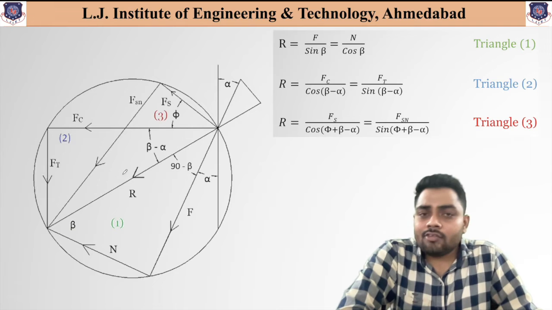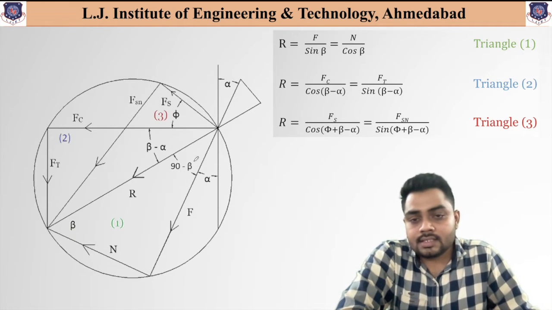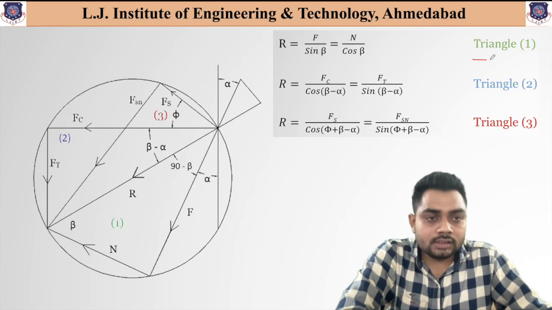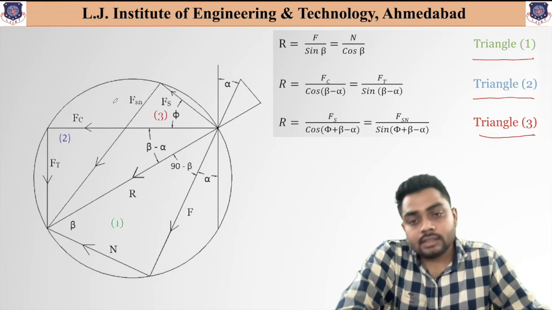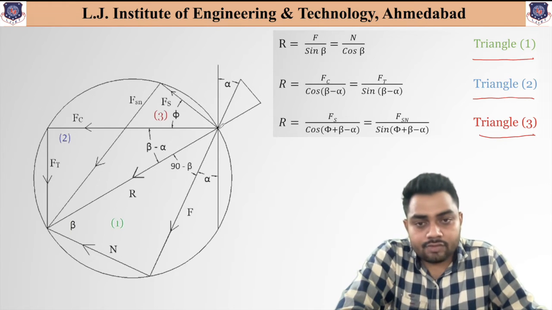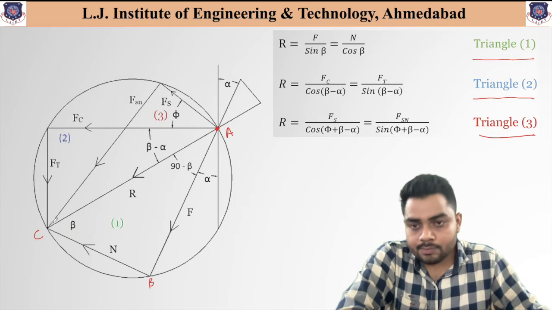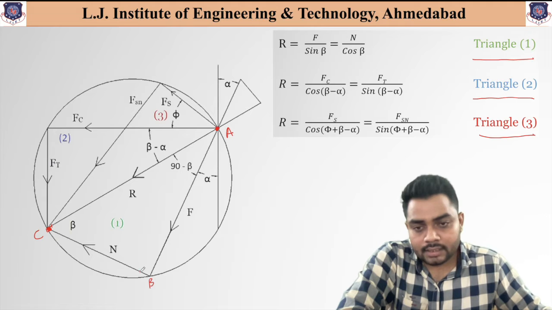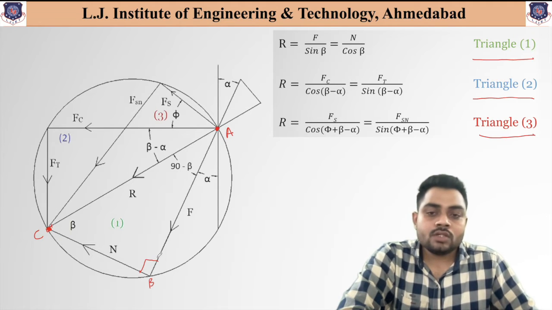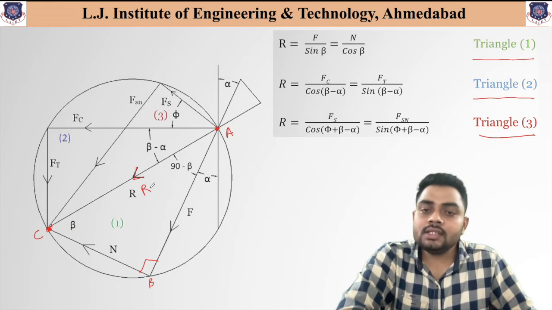Now from this diagram we can get certain relationships. How can we get this relationship? You just need to go through these three triangles in this diagram. As you can see in the first diagram, if this point is A, this point is B, and this is the point C, then ABC is the right angle triangle, with the right angle at the point B. The resultant force R is common to all three triangles.